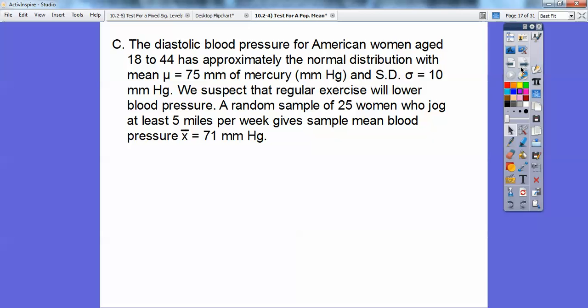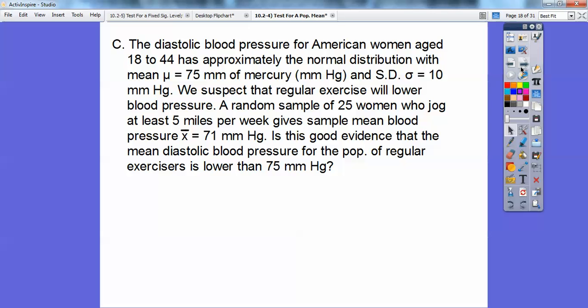All right, so a random sample of 25 women who jog at least 5 miles per week gives a sample mean blood pressure of 71 millimeters of mercury. Okay, so is this good evidence that the mean diastolic blood pressure for the population of regular exercisers is lower than 75 millimeters of mercury? So we're going to test it at the 5% level, and we'll test it at the 1% level also, okay?